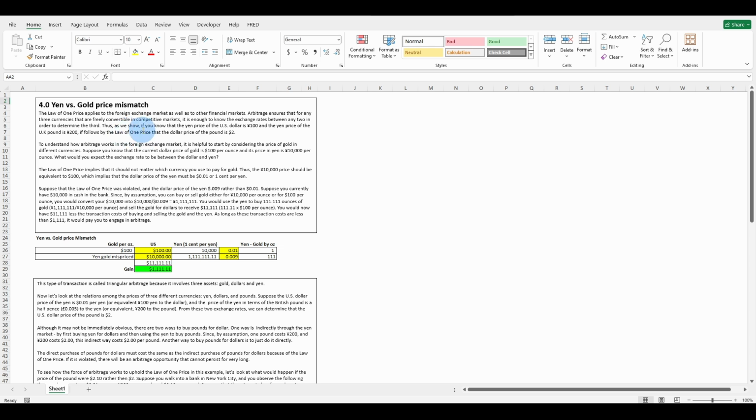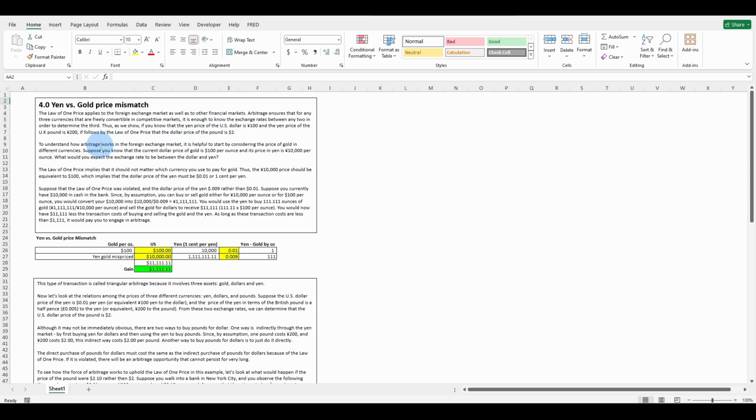Thus, as we show, if you know that the yen price of the US dollar is 100 yen, keep that in mind, so it looks like $1 equals 100 yen, and the yen price of the UK pound is 200 yen, it follows by the law of one price that the dollar price of the pound is $2.